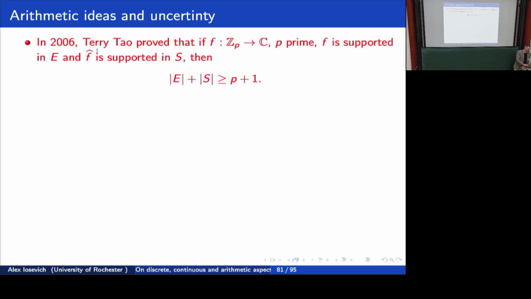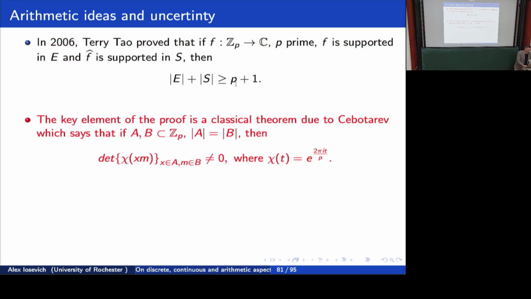So F is supported in E, and F hat is supported in S. Then you have the size of E plus the size of S is bigger than or equal to P plus 1. This is sharp, of course, because you can just take a delta function. And so the key element is what I mentioned before. It's one of the most gorgeous theorems that mathematics ever produced, and this is the theorem due to Chebotarev. Am I pronouncing it correctly?